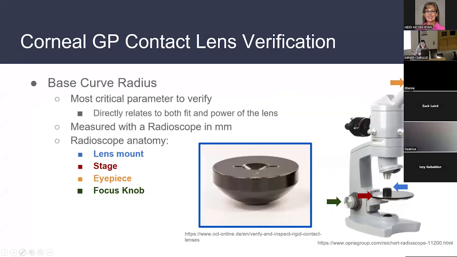And then this is probably the most complicated parameter of a gas permeable lens to verify.